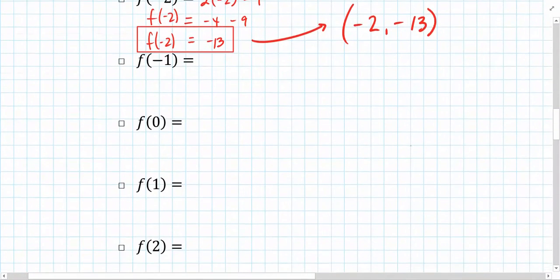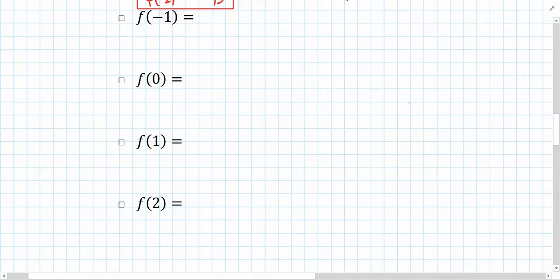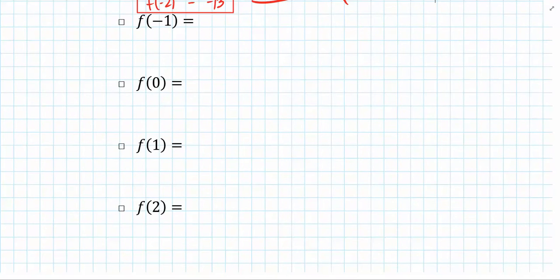Why don't you try these next 4 calculations? Find f of -1, f of 0, f of 1, and f of 2. Calculate those results and write your answers as an ordered pair. Resume the playback of the video in just a moment to check your work.